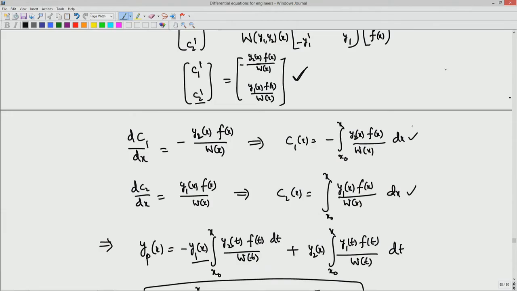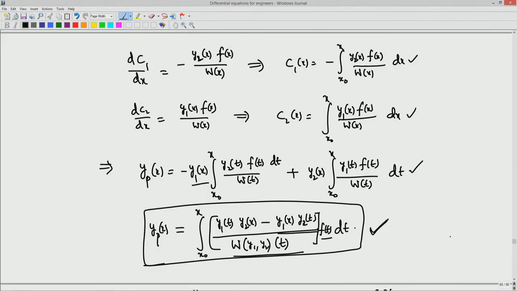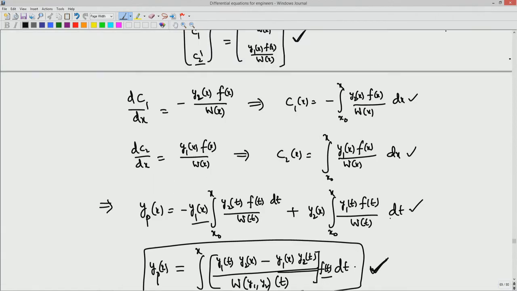Once you get C1 dash, C2 dash, you can integrate from x0 to x, by fixing x0 in the domain of the differential equation. You get C1 and C2 like this, and then you put it together and get this form. In a different way, you can also integrate directly as a definite integral. So C1 of x is simply minus the integral from x0 to x of f(x) y2(x) by W(x) dx plus a constant, call this d1.